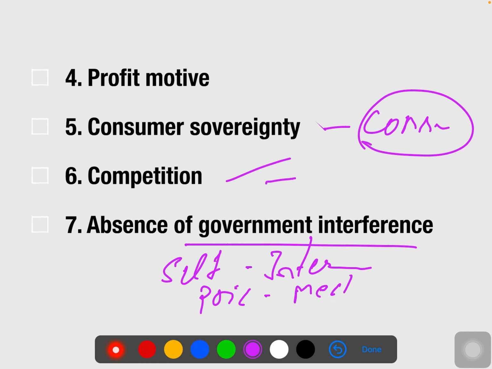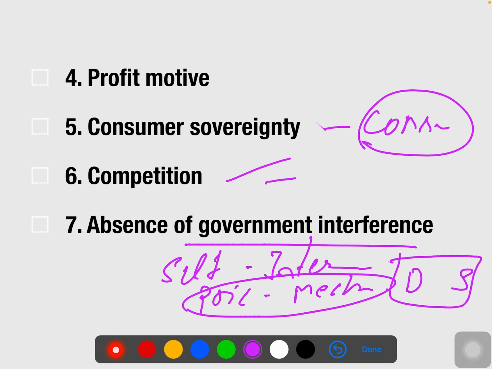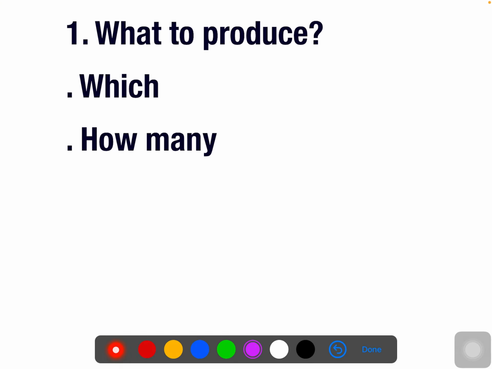I'll tell you what the price mechanism is. The price mechanism is nothing but demand and supply. They both decide what good will be produced and at what price the good will be supplied. So the price mechanism and self-interest are more important than the government's role in the capitalist economy. So, complete absence of government interference. If the role is there also, it is very minor, like 1% in the economy. So the complete economy runs through self-interest and price mechanism. So these are the 7 characteristics.